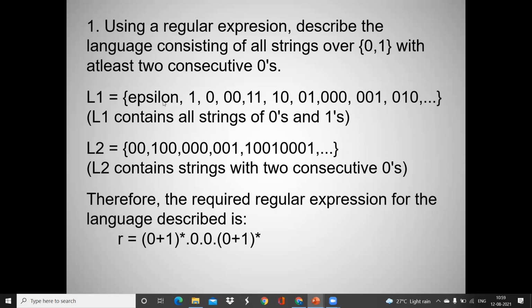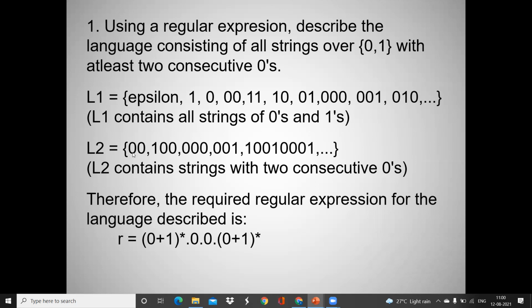L1 is equal to epsilon, that is no input. Then at least 1, 1, at least 1, 0, 0, 0, 1, 1, 1, 0. So here this L1 contains all strings of 0 and 1, no restrictions, no condition. So this L1 will have all combinations of 0 and 1. But as per the problem, your language should have those strings which have two consecutive zeros.